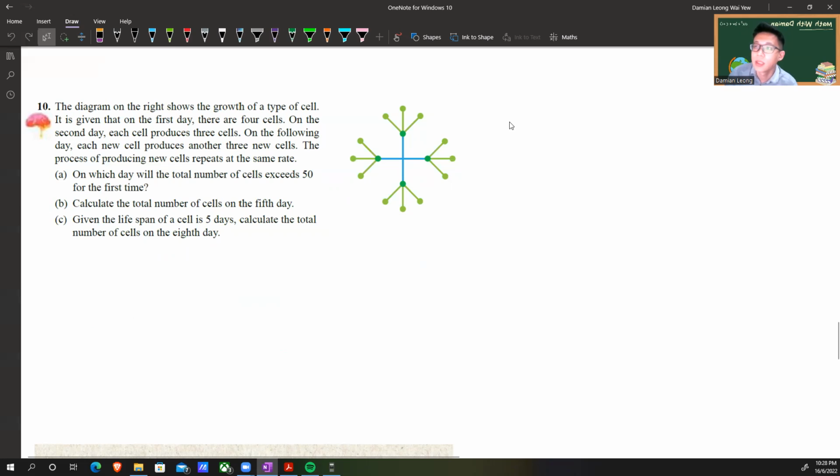So basically, each time it will add 3 times the branches that we have. So like the first is 4. Second is 4 times 3. See, there are 12 branches here. Third one will be 12 times 3, which is 36.